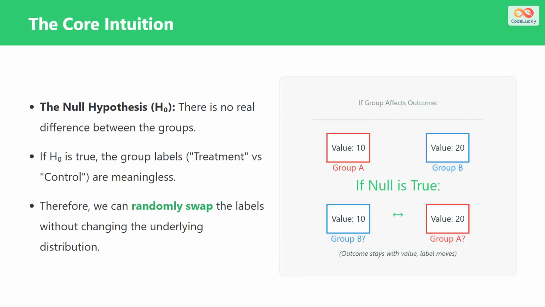The intuition behind this is straightforward. We start with a null hypothesis that says there is no real difference between our groups. If that is true, then the labels we give them, like Group A or Group B, are meaningless. We should be able to swap these labels around without changing the overall pattern of the data.